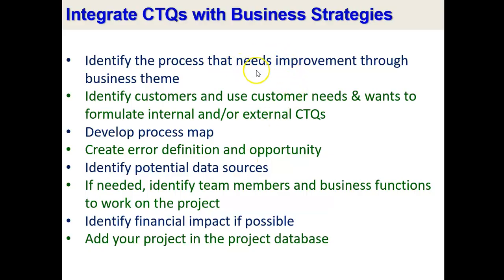Identify the process that needs improvement through the business theme. It has to be really related to the business, not because you like to do it or because it's easy, but because it's related to a business case that will make the business better. Identify customers and use customer needs and wants to formulate the internal or external CTQs, critical to quality attributes. Develop the process map, create error definition and opportunity.